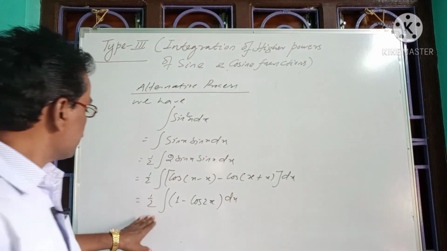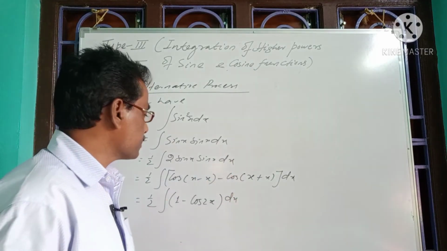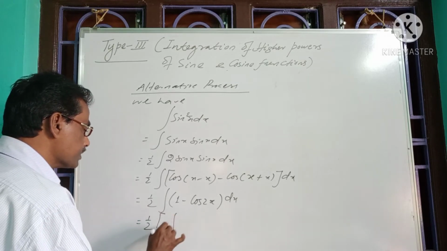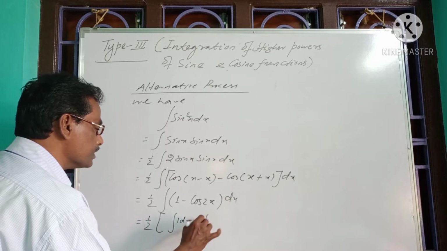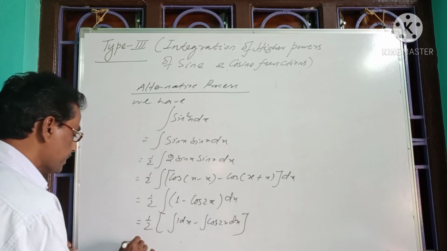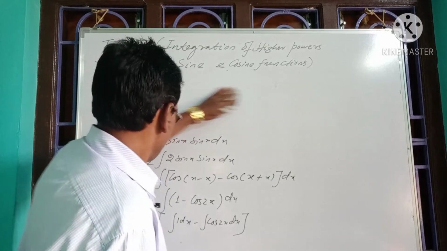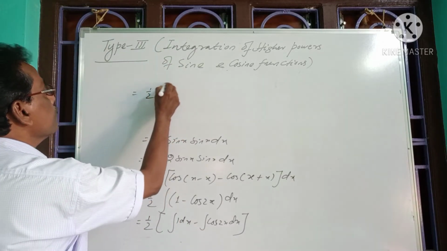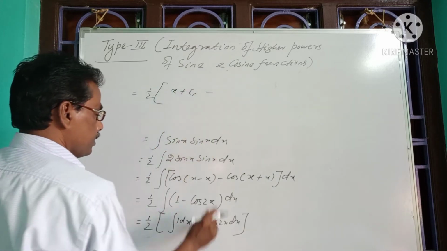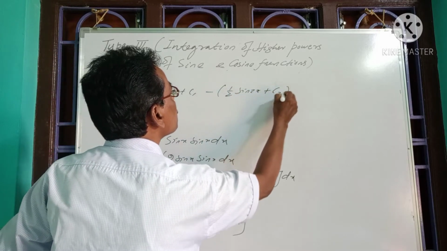So we got the same result as the previous one. Now we reach half into the integration of 1 minus cos 2x with respect to x, which we have already integrated in the previous method. Separating and using the algebra of integrals, we have half into the integration of 1 with respect to x minus the integration of cos 2x with respect to x. Now integrating, we have half into, the integration of 1 with respect to x is x plus c1, minus the integration of cos 2x, which is half into sin of 2x plus c2, the constant of integration.